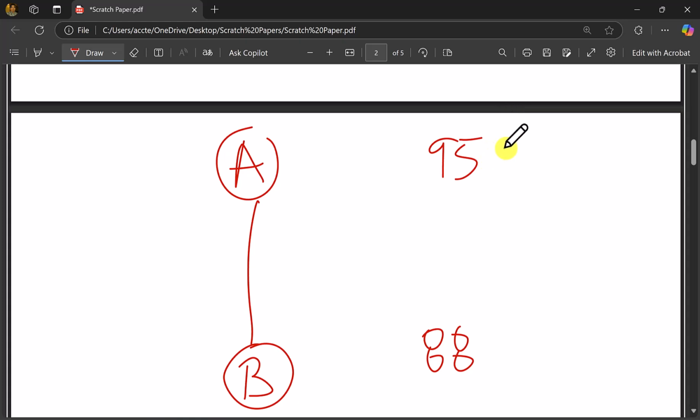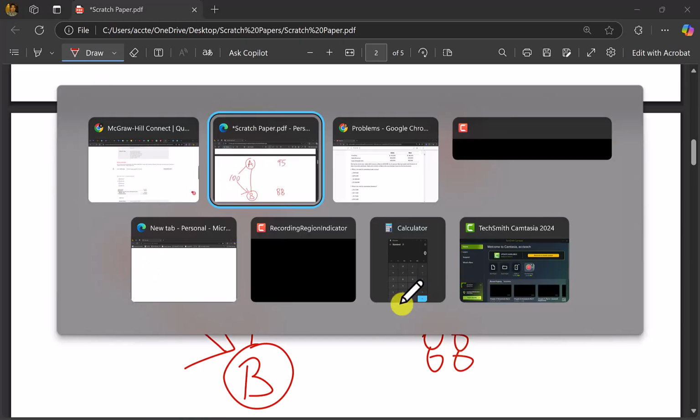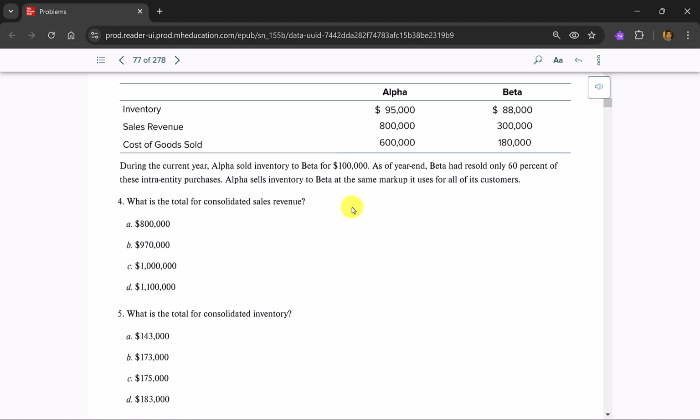Okay, so remember now, Alpha had sold 100,000 of merchandise to Beta. Now, some of that 100,000 is inside of this ending inventory. How much? Well, let's look at more facts that were given to us. Beta had resold part of that 100,000, 60% of it, to outside of the control group. So that means 40% or 40,000 of that 100,000 is inside of this 88.